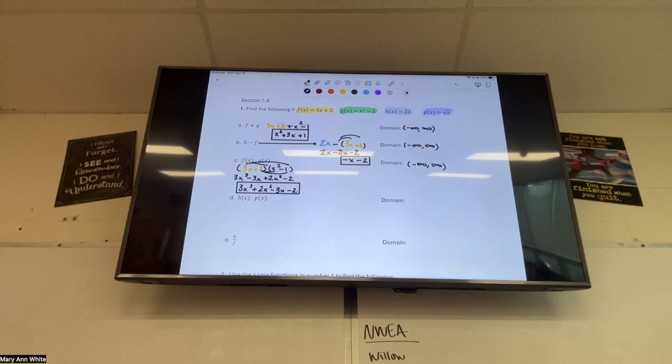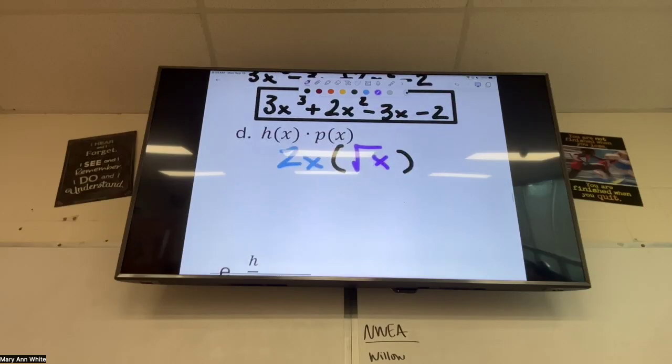Next is going to add a few things. It's got h times p. So we're going to multiply 2x times the square root of x. Now, when I go to multiply those together, can I simplify that any? Can I combine anything together? Or do they just still stay next to each other? They still just stay next to each other, right? They're still going to say 2x on the outside, root x on the inside. I can't make that any smaller.